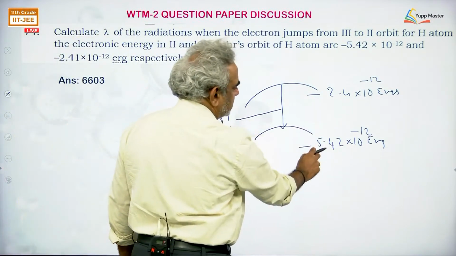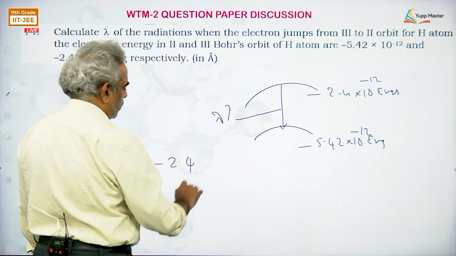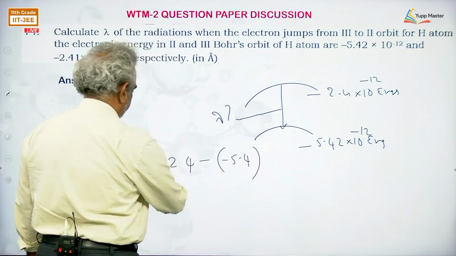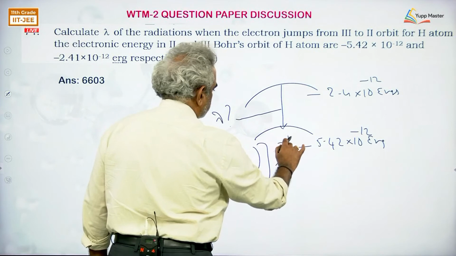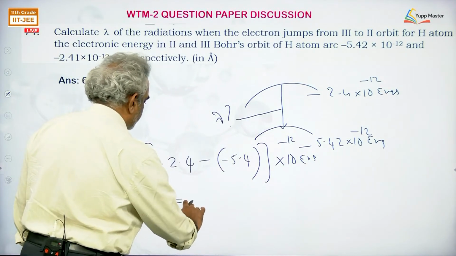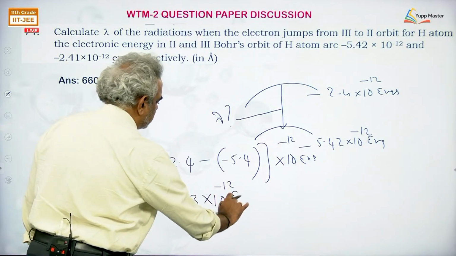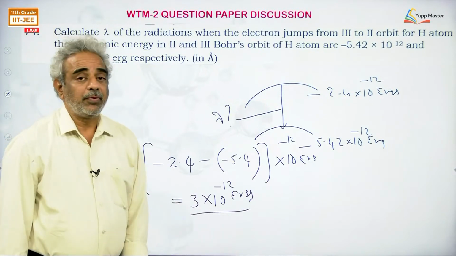So, this minus this. So, minus 2.4 minus minus 5.4, into, I took it common, 10 power minus 12 ergs. So, this is going to be what? Plus 3 into 10 power minus 12 ergs. And this is the energy of a photon.